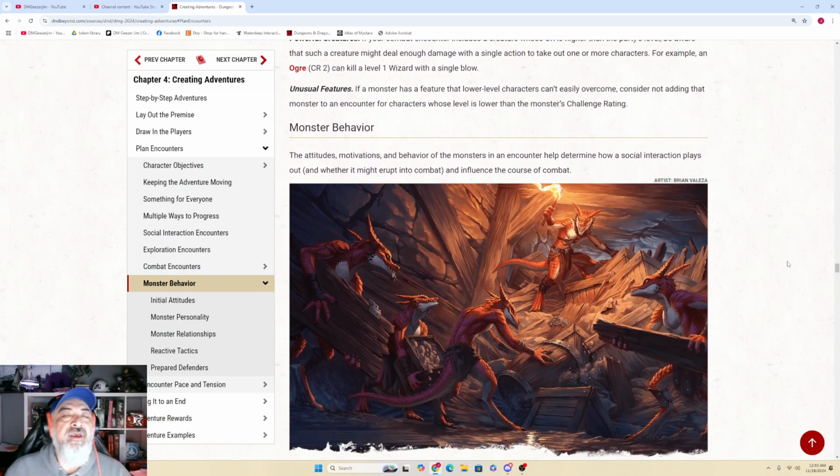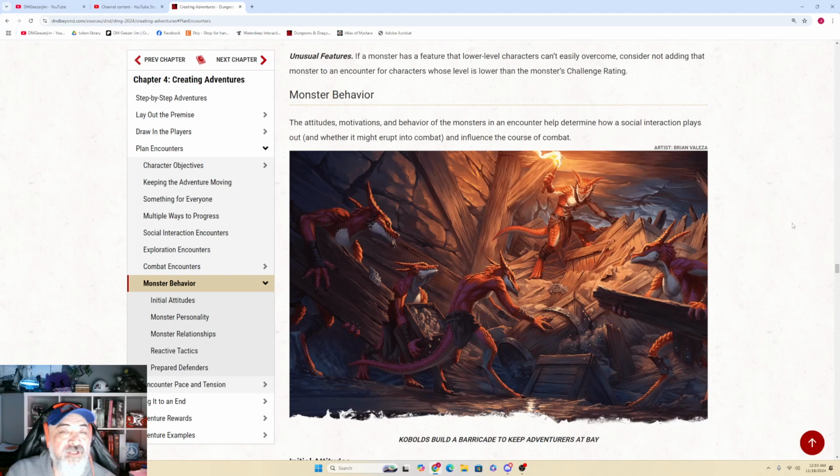Unusual features. If a monster has a feature that lower level characters can't easily overcome, consider not adding that monster to an encounter for characters whose level is lower than the monster's challenge rating. The next section is monster behavior.